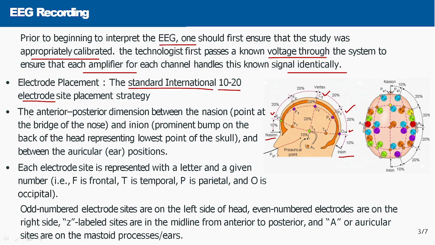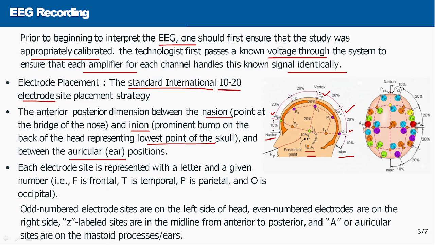In this case also you mark the anterior-posterior dimension. This is from anterior to posterior, that is in between the nasion and inion, which is a prominent bump on the back of the head representing the lowest point of the skull, and between the auricular positions. So this part is your auricular position near the ear.